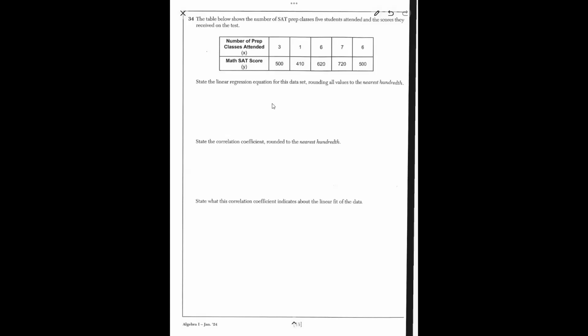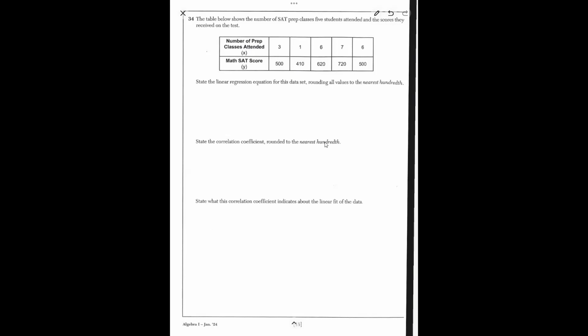This is the fourth linear regression from the packet that I gave you. Basically we've got students who are taking their prep class for the SAT, and this is telling the number of classes that they've attended, and this is their score based on those classes. What we're trying to do is come up with a linear regression for this, and we want to know the correlation coefficient. How strongly are these two variables related?